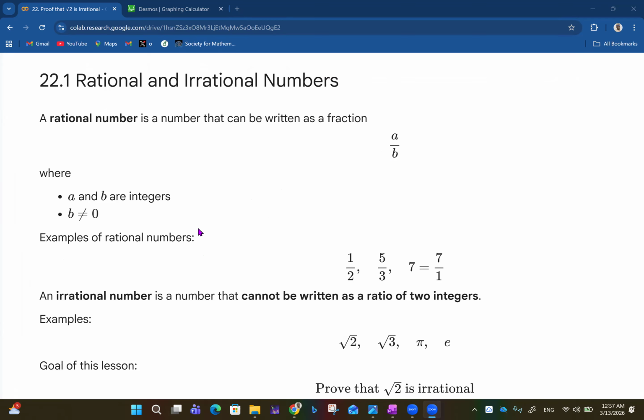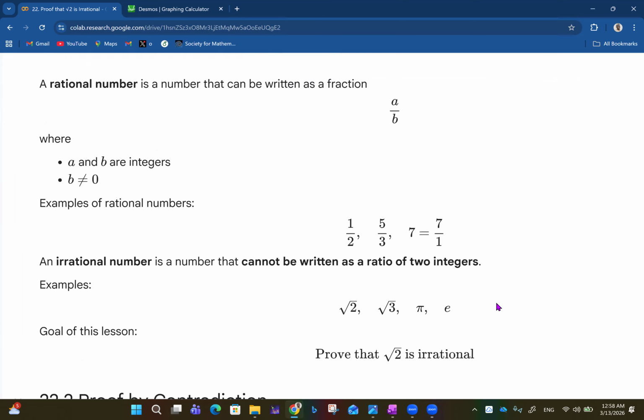So examples of rational numbers would be like 1 over 2, the ratio of two integers, 5 over 3, the ratio of two integers, 7, even 7 is 7 over 1, the ratio of two integers. Even something like 0.25. 0.25 is 25 over 100, which is 1 over 4. It is still rational. So an irrational number is a number that cannot be written as a ratio of two integers. So 0.25 can be written as a ratio of two integers, 25 over 100, or 1 over 4, for instance. So in that case, it's still rational.